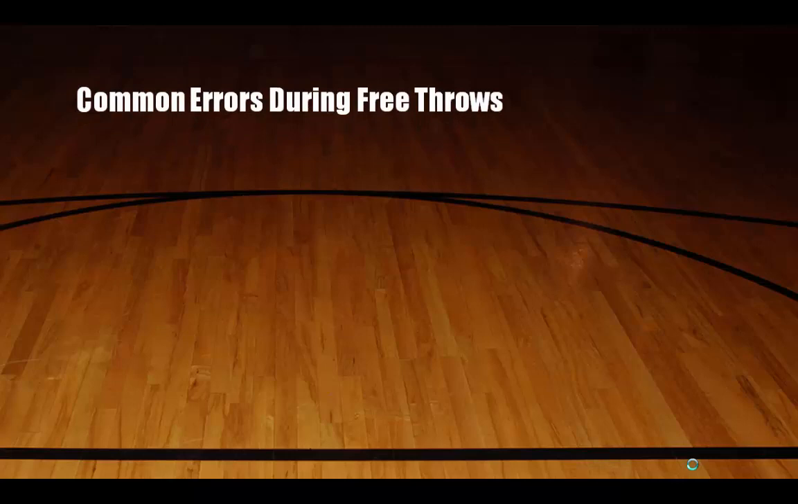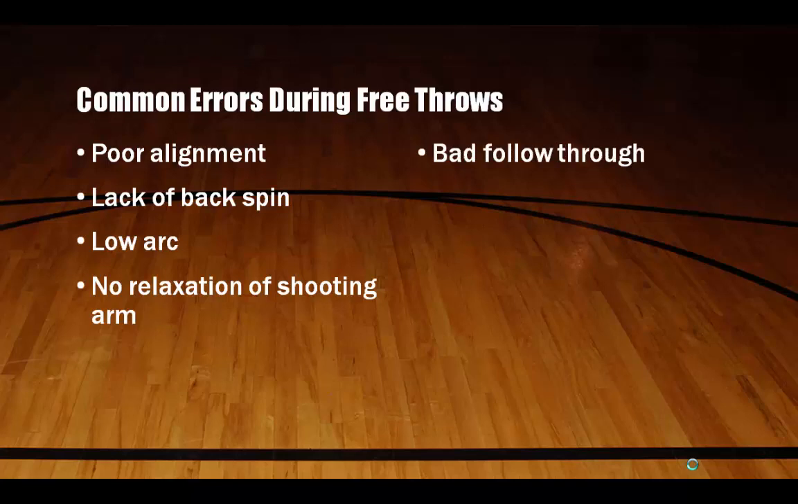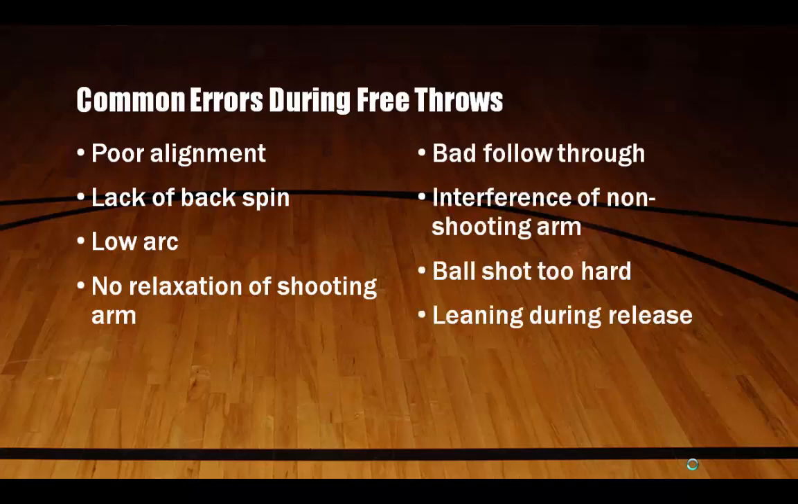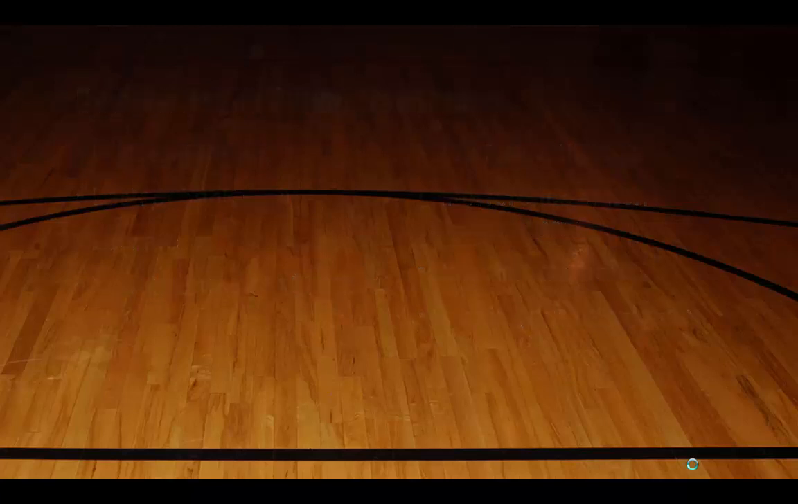Lastly, we want to discuss the errors that occur during free throws. Some errors are listed below, like poor alignment, no relaxation of the shooting arm, a bad follow-through, interference of the non-shooting arm not being released before the critical instant, the ball being shot too hard, and leaning during the release.